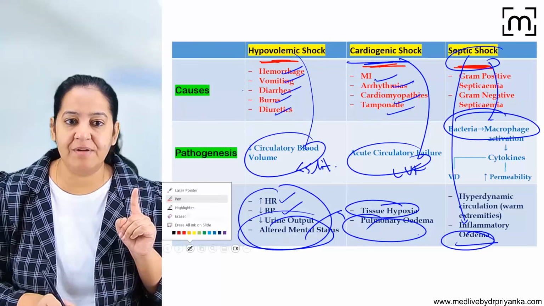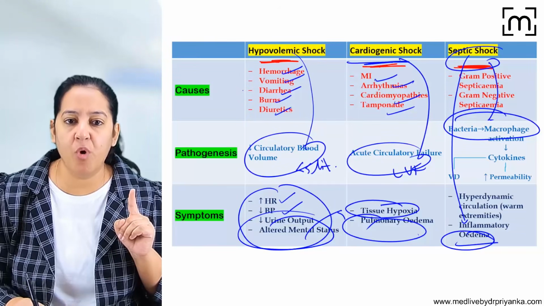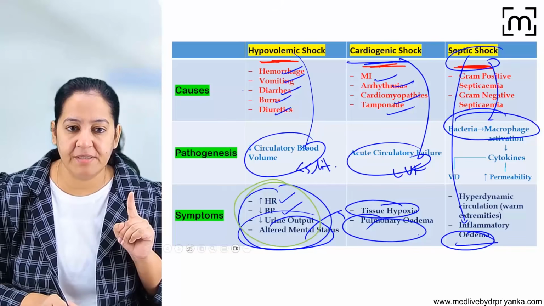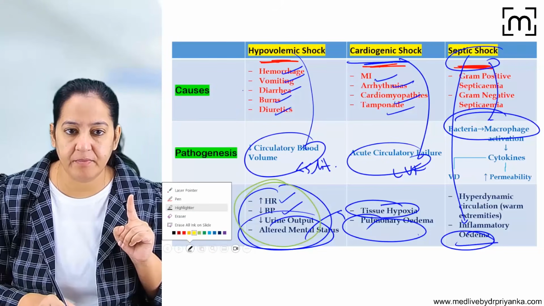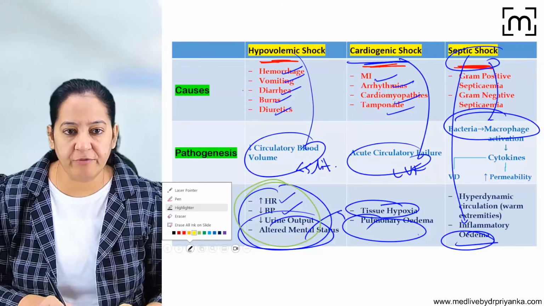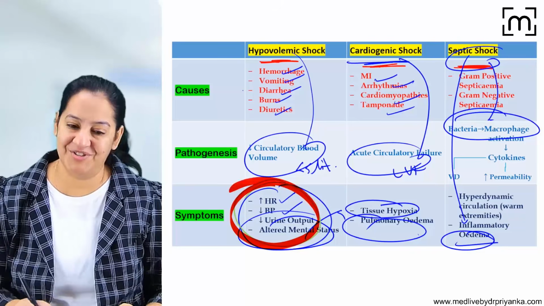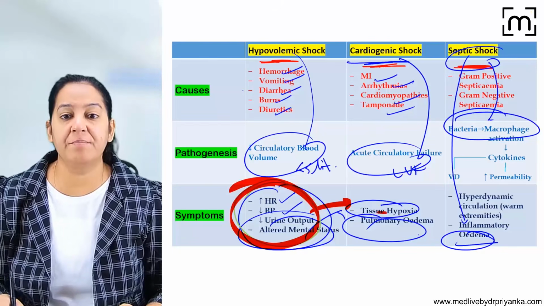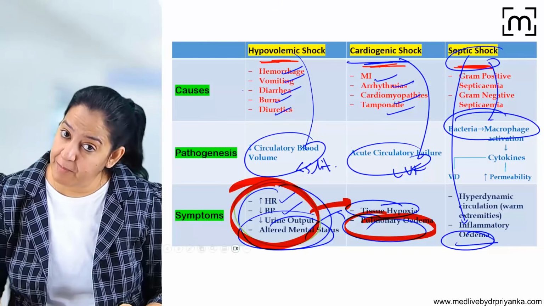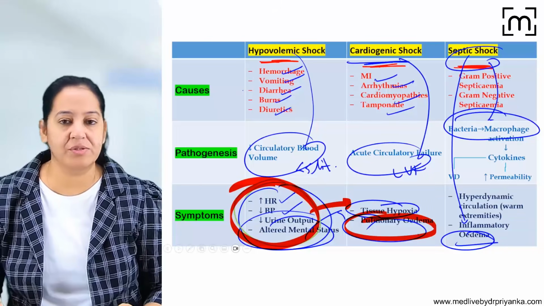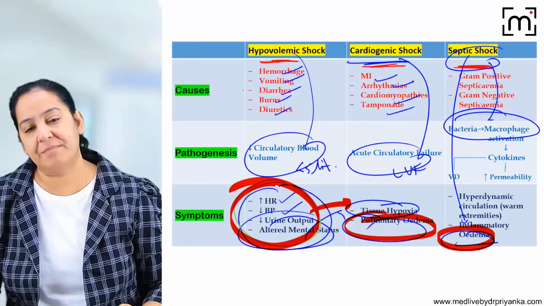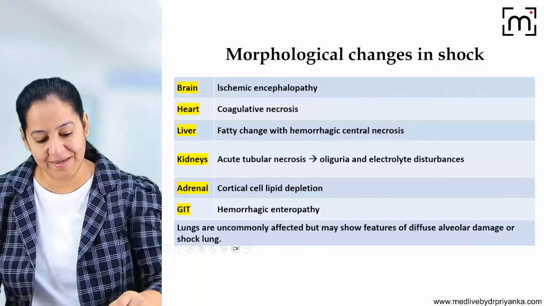So if the person presents only with poor tissue perfusion, it's hypovolemic shock. If along with poor tissue perfusion, the person presents with pulmonary edema also, I mean dyspnea also, it's cardiogenic shock. And if the person presents with edema, it's septic shock. I hope it's crystal clear.